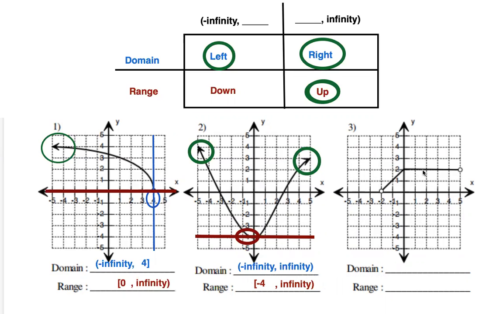For graph 3, we have no arrows, so I don't have to worry about that. The left side of my graph is over here at -2. The right side of my graph is at 5. Both of those lines pass through open circles only, from, let's say, -2 to 5.